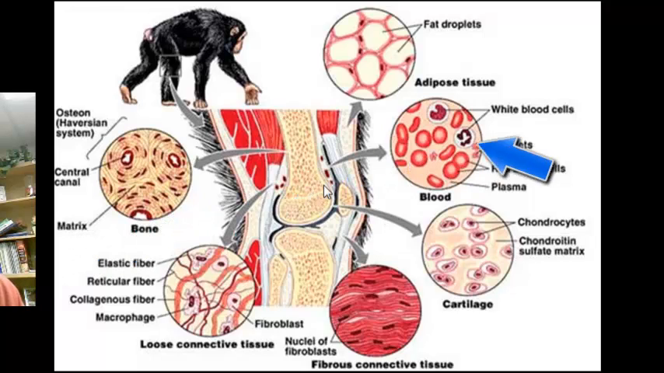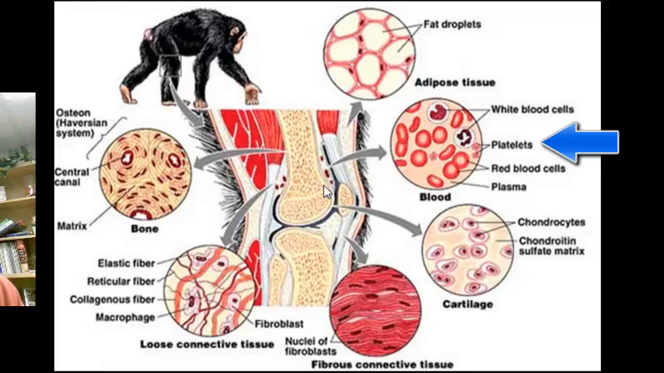The last type of connective tissue is the blood. The blood is composed of several types of cells that are suspended in a liquid matrix called the plasma. The blood transports nutrients and oxygen to cells and removes waste and carbon dioxide from the cells. Other components of blood protect against disease. Others provide the ability of clotting in order to prevent the loss of fluid.